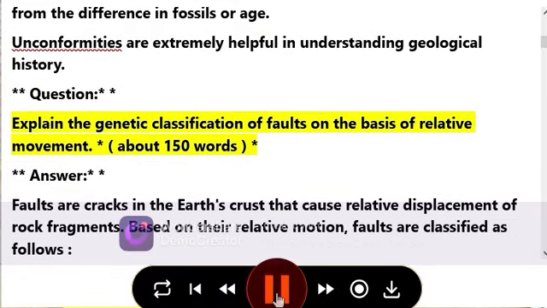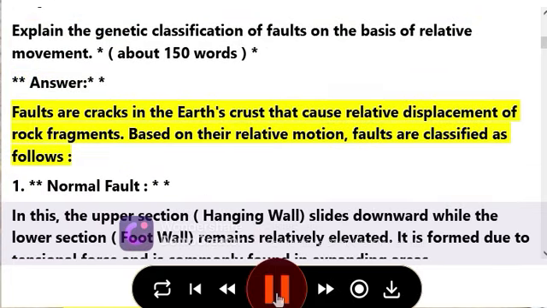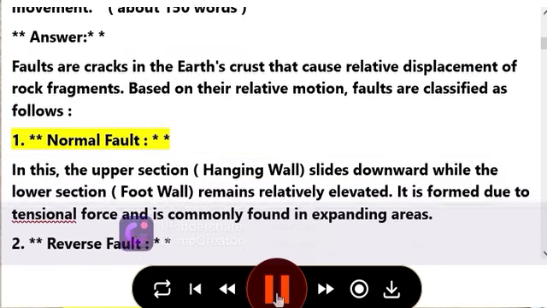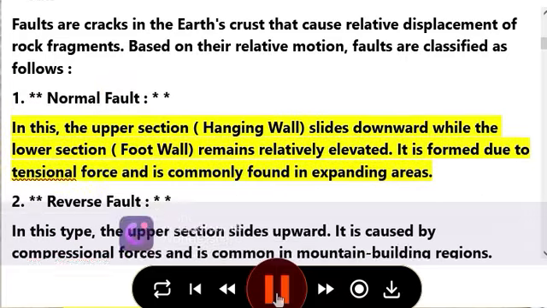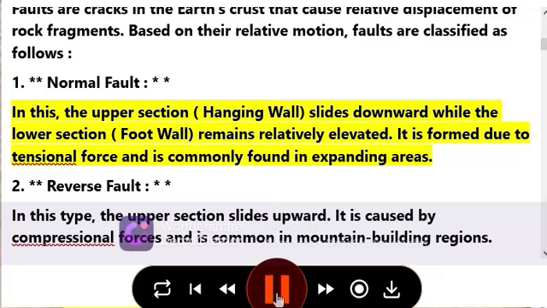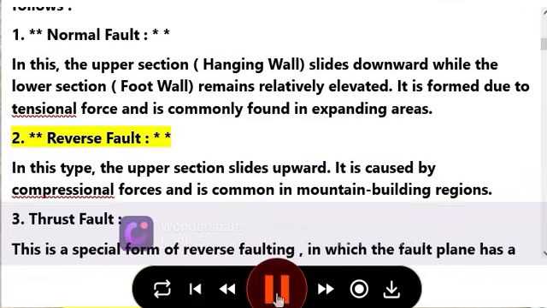Question: Explain the genetic classification of faults on the basis of relative movement. Answer: Faults are cracks in the Earth's crust that cause relative displacement of rock fragments. Based on their relative motion, faults are classified as follows. One, normal fault. In this, the upper section, the hanging wall, slides downward while the lower section, the footwall, remains relatively elevated. It is formed due to tensional force and is commonly found in expanding areas.